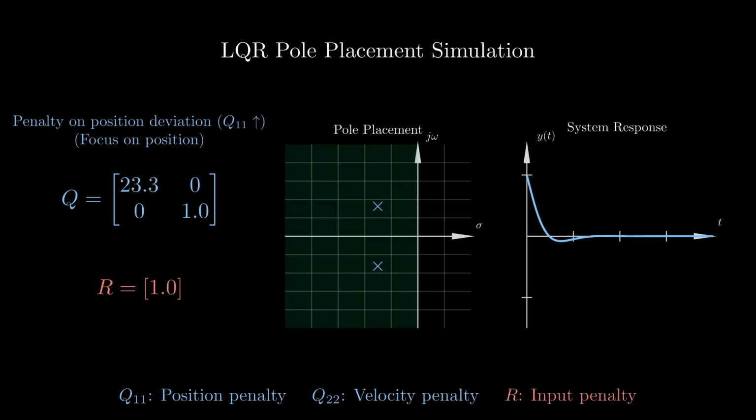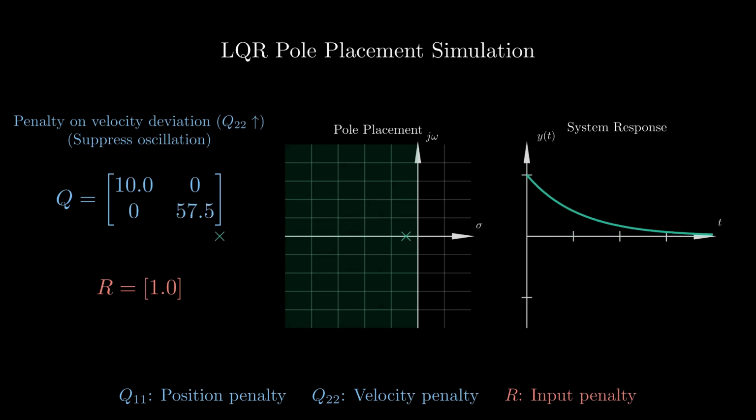Next, we'll increase the velocity penalty Q22. This setting suppresses oscillation. The poles moved closer to the real axis. The response also became smoother with no overshoot.